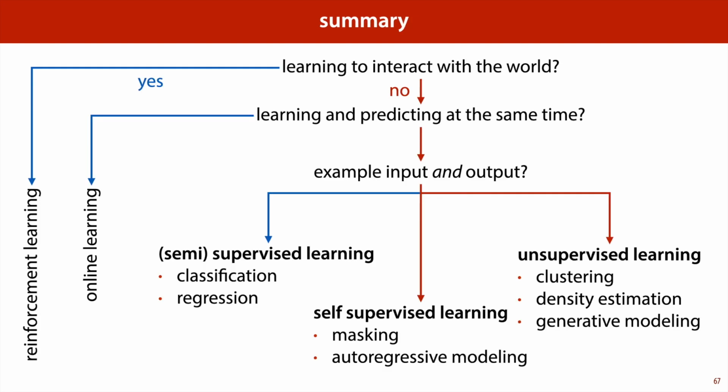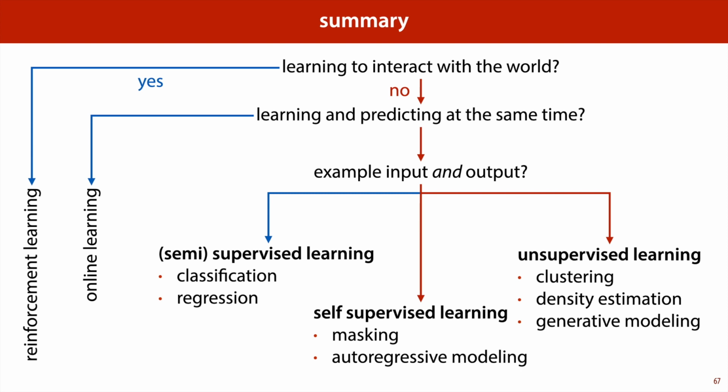So, looking back over the past two videos, what have we learned about the abstract tasks of machine learning? We can follow the following flowchart. If we need to learn to interact with the world and take actions as we are learning, then we need to look at reinforcement learning, which we look at in the end of the course. If we don't need to interact with the world, but we do need to learn and predict at the same time, then we need to look at online learning, which we won't look at in this course.